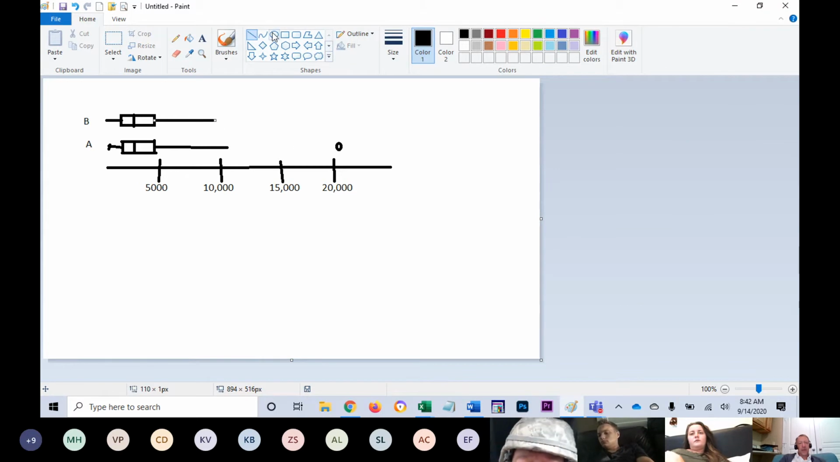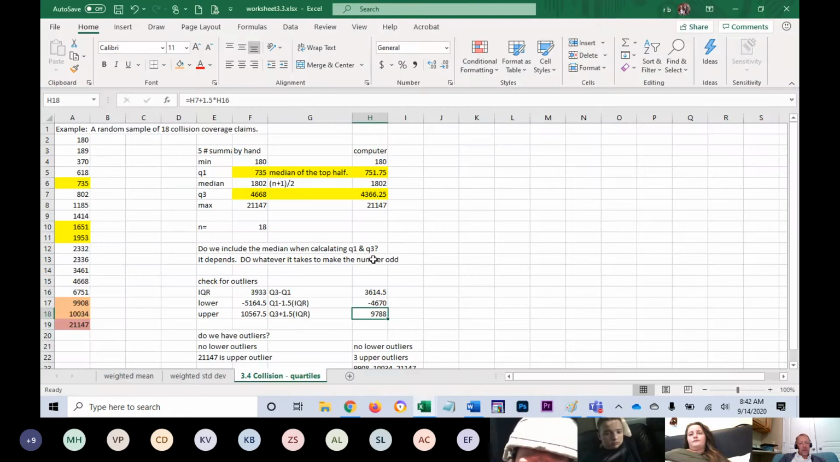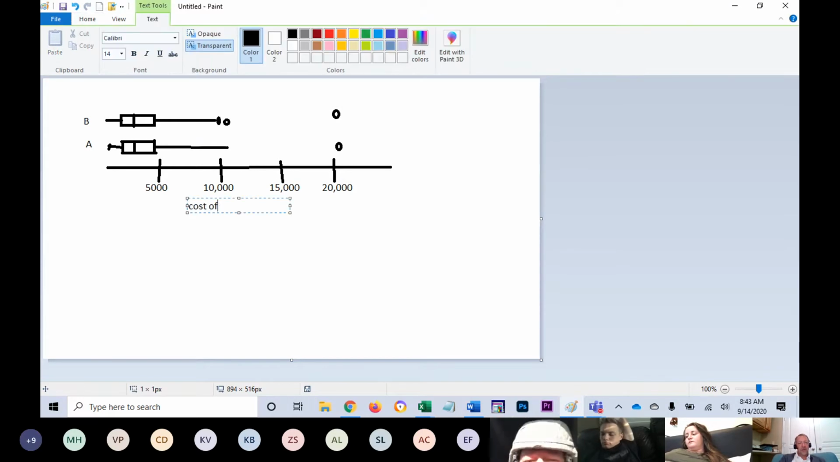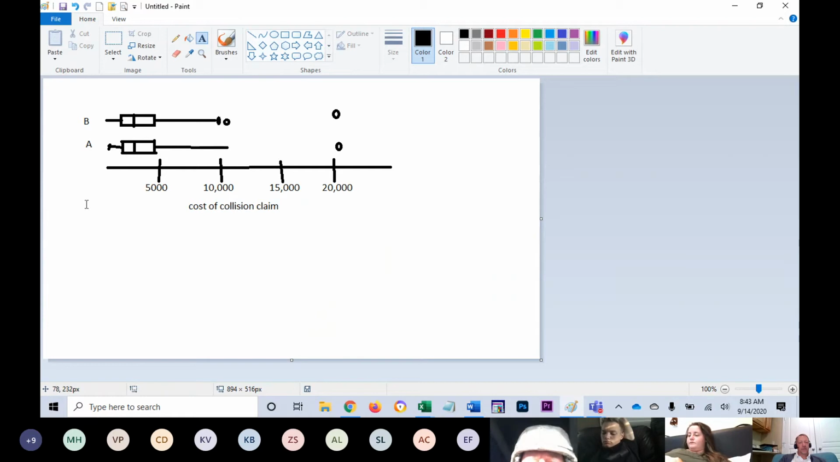But in this case, now I should have 3 outliers, so I'm still going to have my 21,000 outlier. In this case, I'm also going to have 99.08 and 10,034. So I'm going to have basically 2 outliers here. Okay. So anyway, we'll go ahead and label our stuff here, cost of collision claim. And there you are, that's a box and whisker.